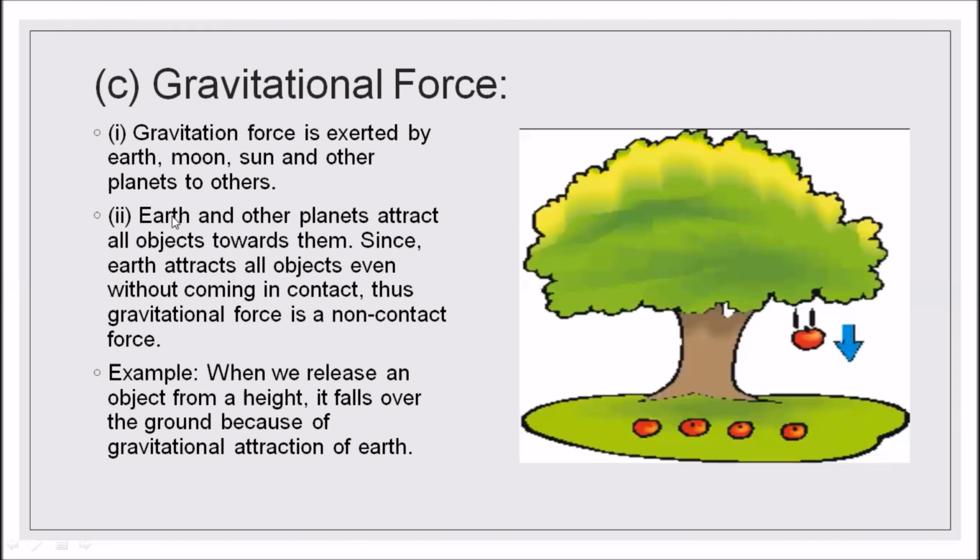Our Earth moves around the Sun, and all other planets move around the Sun, due to this gravitational force. This gravitational force is a long distance force and it is always attractive. There is no need for the planets to be in contact with the Sun. So this is a non-contact force. Another example: when we release an object from a height, it always falls towards the ground because of the gravitational attraction of the Earth. So these are the differences between contact and non-contact forces.